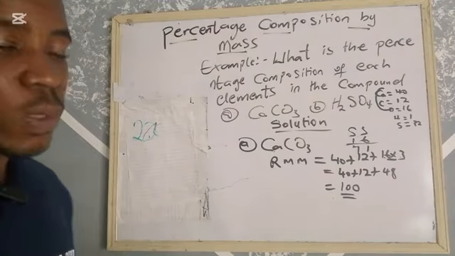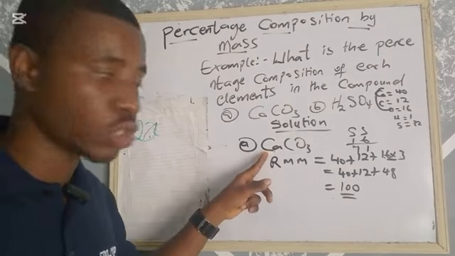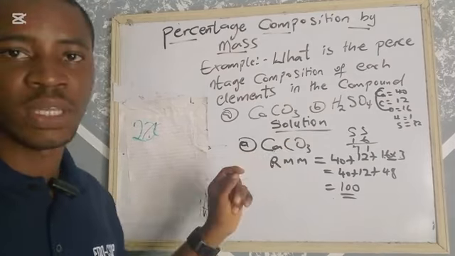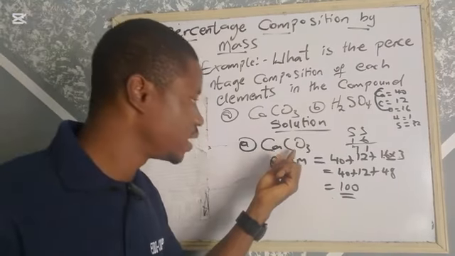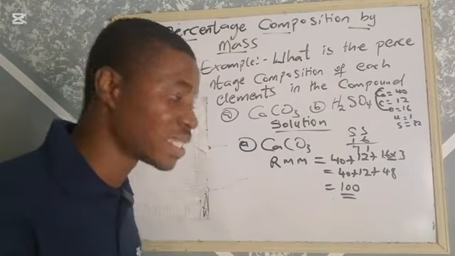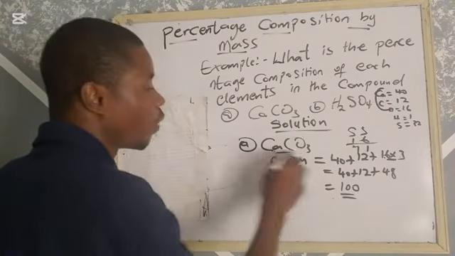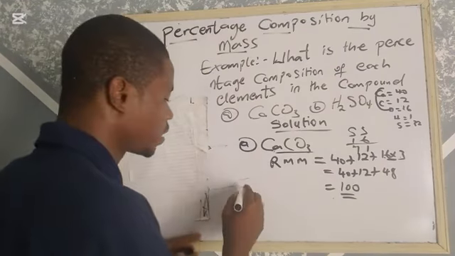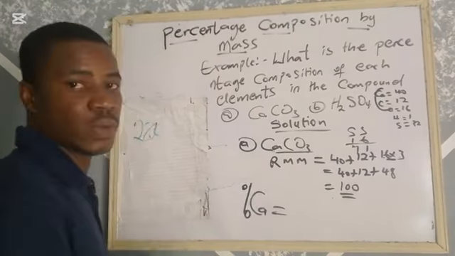Now, that isn't what they said we should find, but we need this in order to find the percentage composition of calcium, carbon, and oxygen. They said to find it for each of the elements that make up this compound. So we have already gotten the RMM of CaCO3. The next thing is to calculate the percentage composition of calcium.